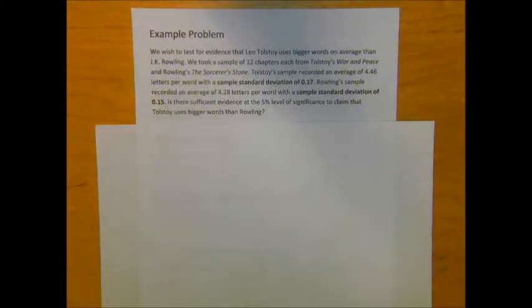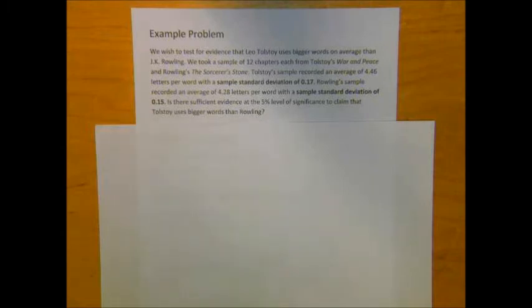To our second example. In this case, we wish to test for evidence that Leo Tolstoy uses bigger words on average than J.K. Rowling. We took a sample of 12 chapters from each of Tolstoy's War and Peace and Rowling's The Sorcerer's Stone. Tolstoy's sample recorded an average of 4.46 letters per word, with a sample standard deviation of 0.17. Rowling's sample recorded an average of 4.28 letters per word, with a sample standard deviation of 0.15. Is there sufficient evidence at the 5% level of significance to claim that Tolstoy uses bigger words than Rowling?